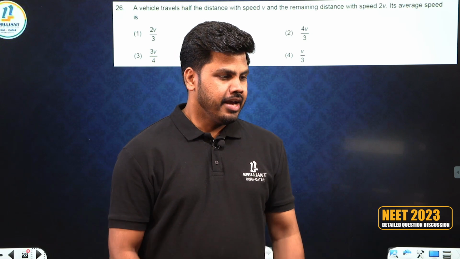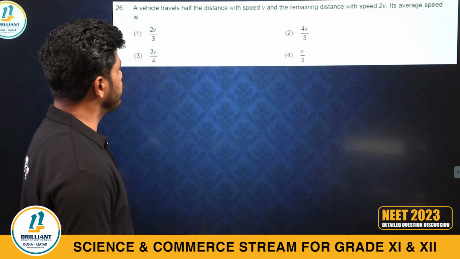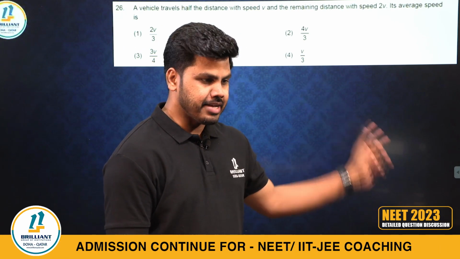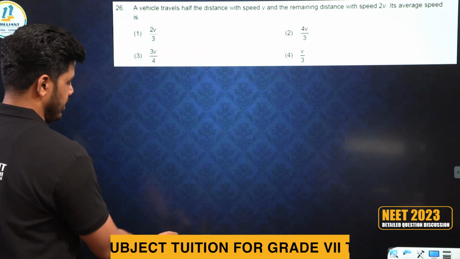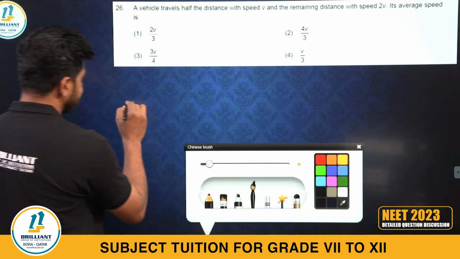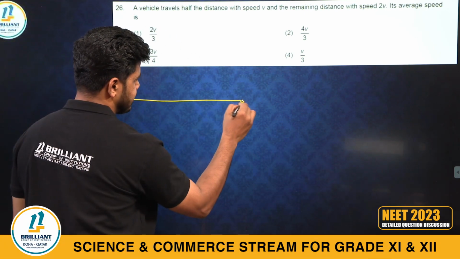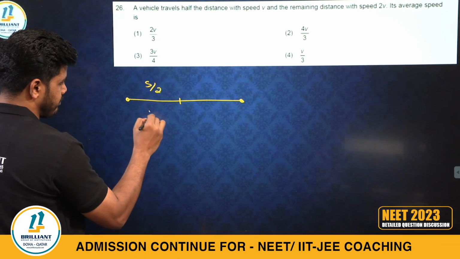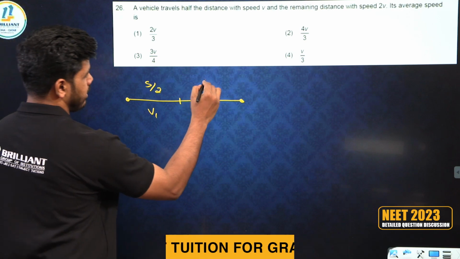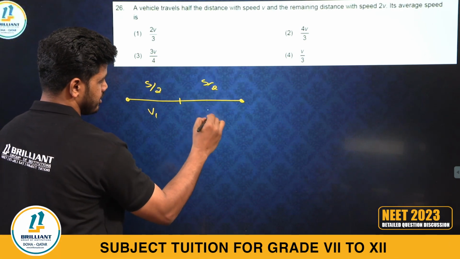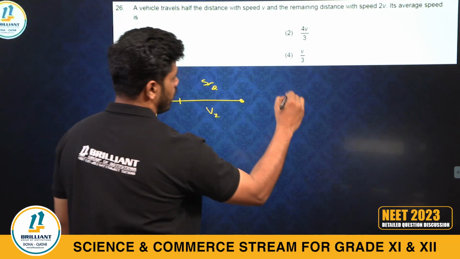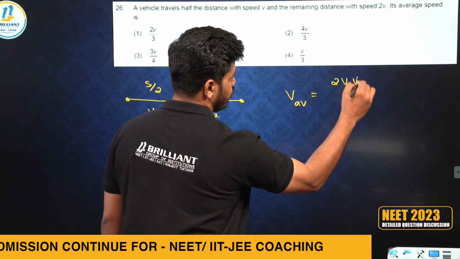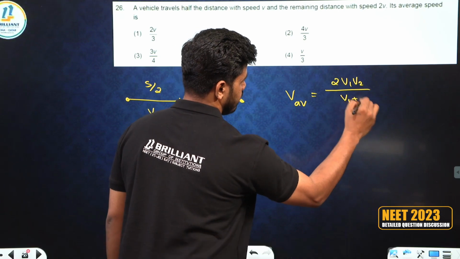Question number 26 says, a vehicle travels half the distance with speed v and the remaining distance with speed 2v. Its average speed is? We know when half of the distance is traveled with speed v1 and the remaining half with another speed v2, the average speed equation is 2v1 v2 divided by v1 plus v2.